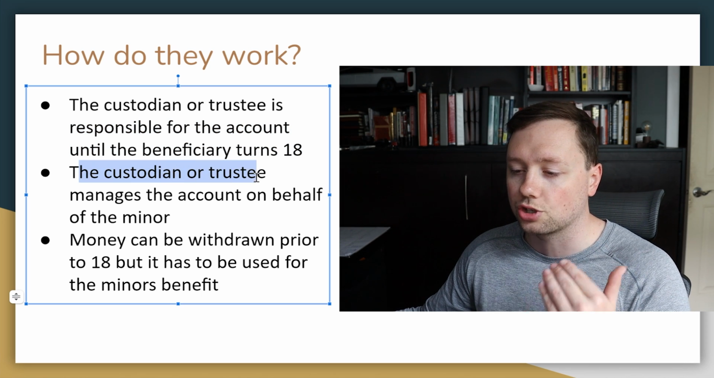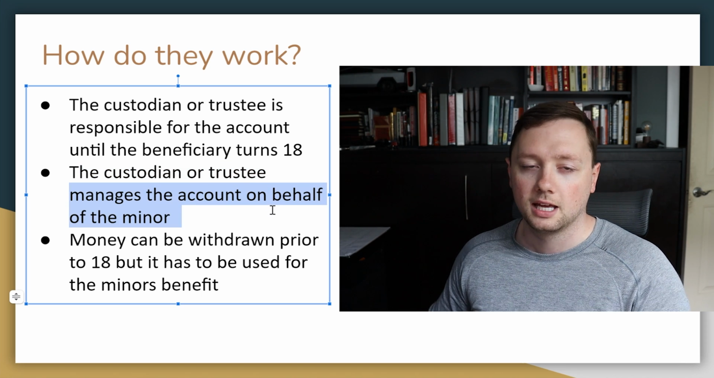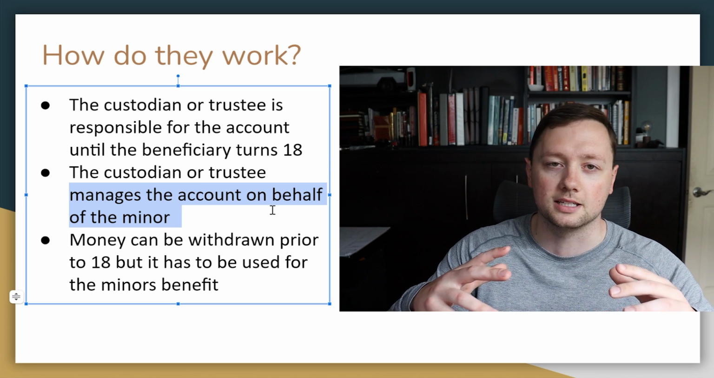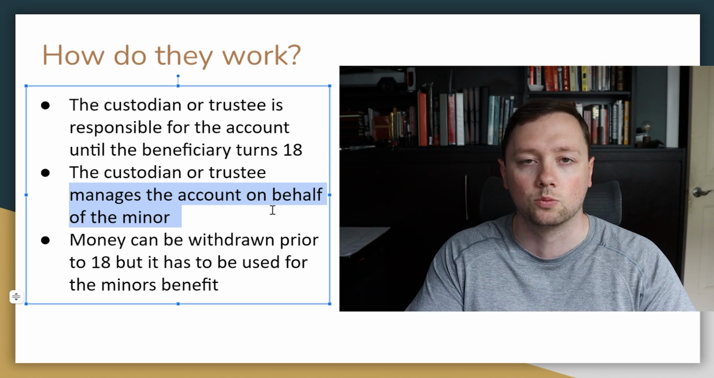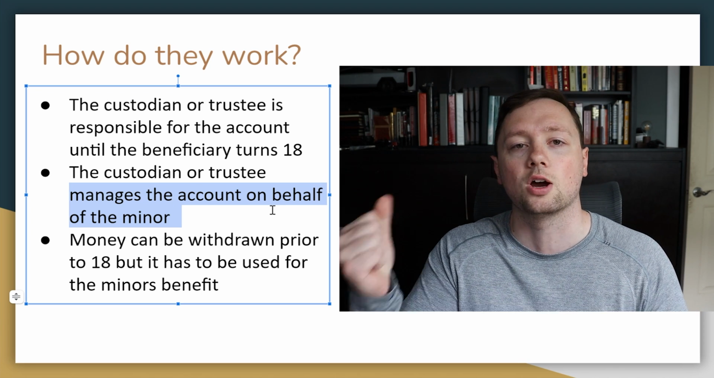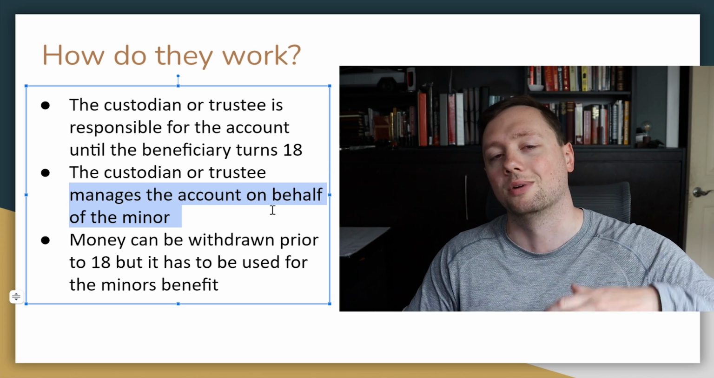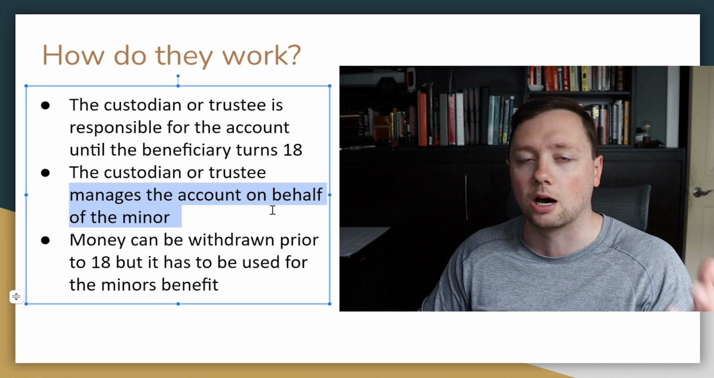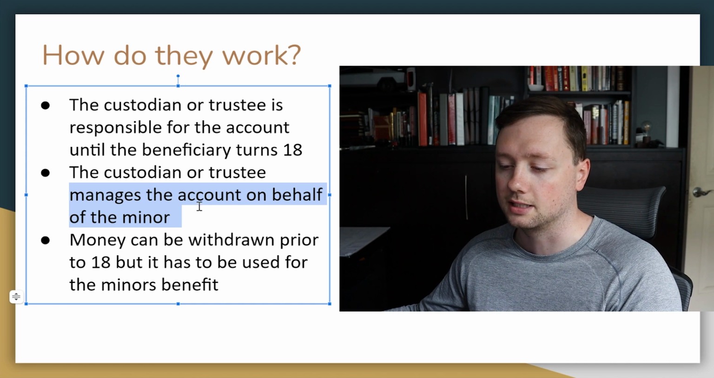Now, the custodian or trustee manages the account on behalf of the minor. It is their name on it that is basically saying, hey, I'm going to make transactions and I'm going to input and withdraw money on their behalf. They're the owner, they're the beneficiary. All of that money has to be used for them, but you are the one that is managing it and helping them out because they legally can't do this on their own if they are under 18.